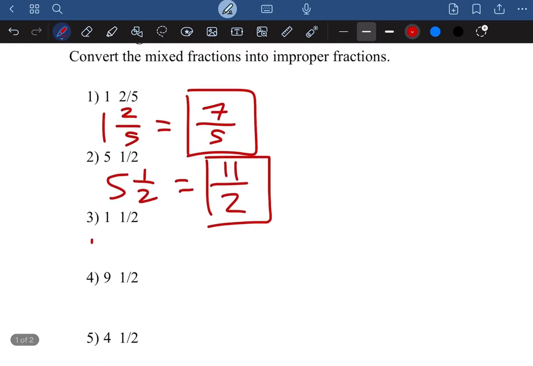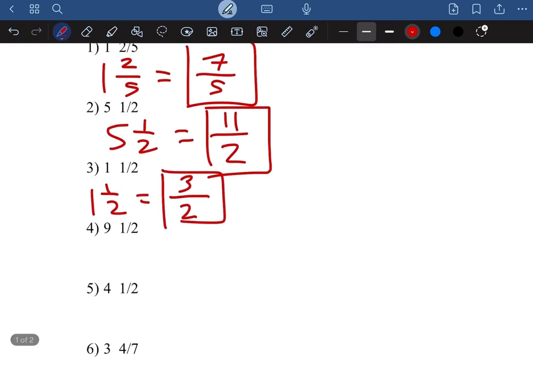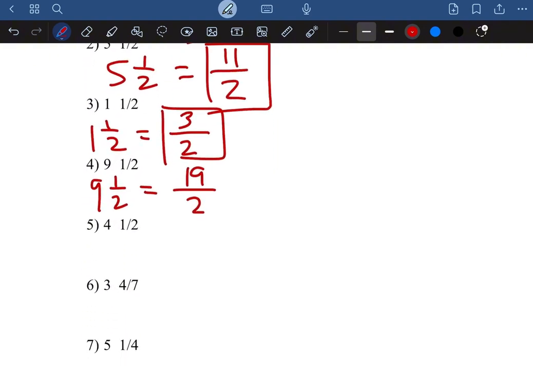Number 3, we have 1 and 1/2. So the bottom stays the same. 2 times 1 is 2, plus 1 is 3. Number 4, we have 9 and 1/2. So our denominator is 2. 9 times 2 is 18, plus 1 is 19. Number 5, we have 4 and 1/2. The denominator is 2. 4 times 2 is 8, plus 1 is 9.